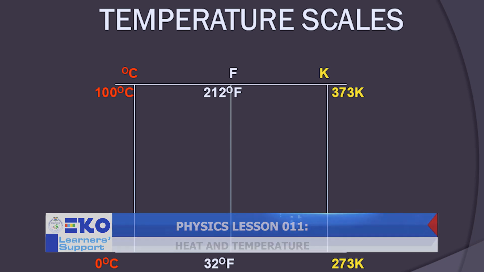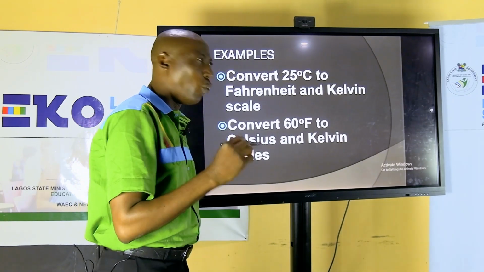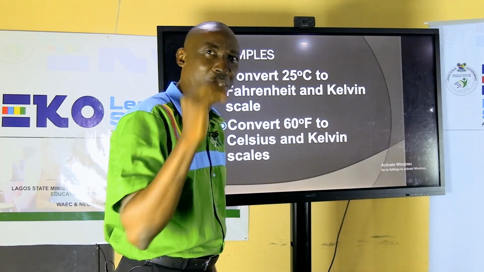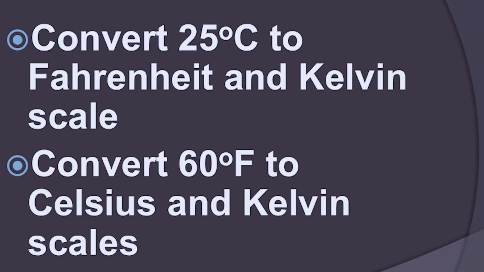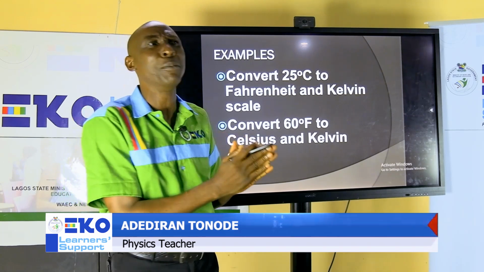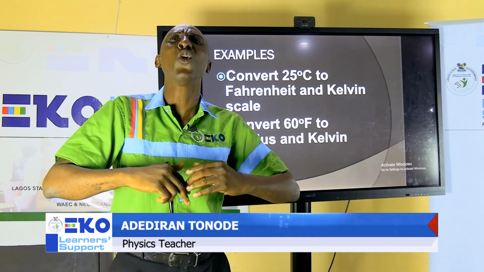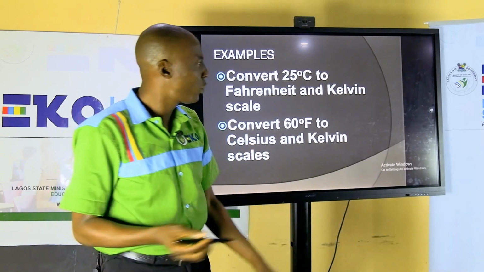Having said this, let us put into practice what we just finished a couple of minutes ago. Look at this example. Convert 20 degrees centigrade to Fahrenheit and Kelvin scale. How do you solve this? You don't need to cram. If you understand the concept I have told you, for you to solve any problem on this, you only need to know the boundaries. That is upper fixed point and lower fixed point. Let's go ahead and see.